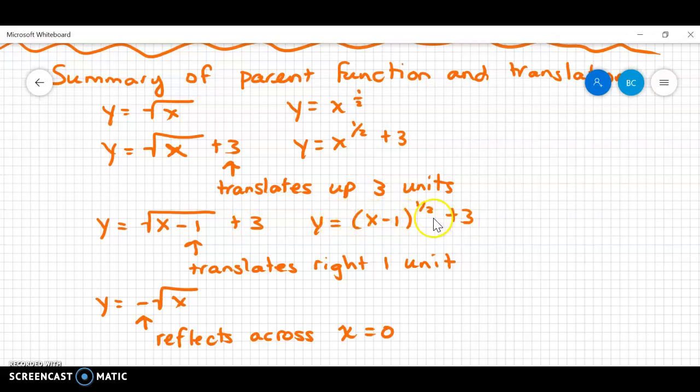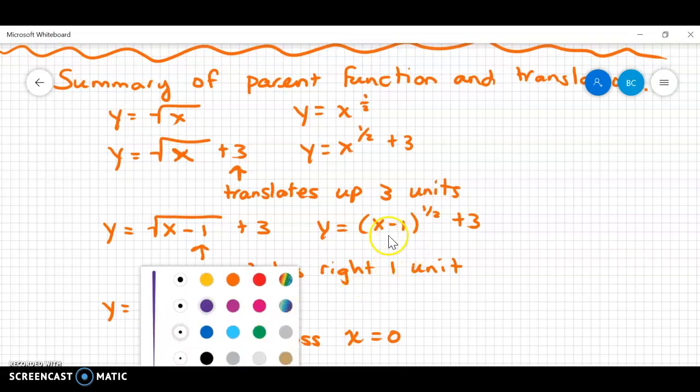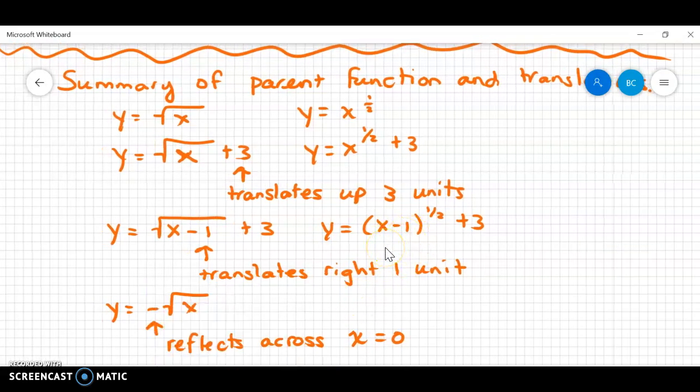Again, if I write this in the form with a rational exponent, now it's really looking like vertex form, with this being the h, and this being the k. And then finally, my last translation is if I have a negative symbol in front of the square root symbol, that's going to reflect my graph across x equals 0. So in this case, across the x-axis.